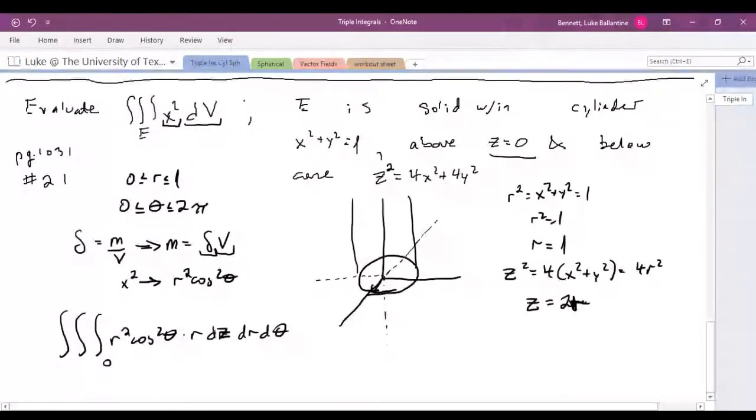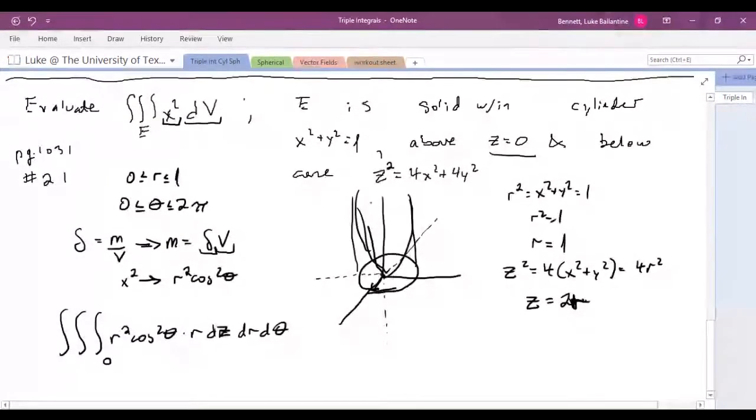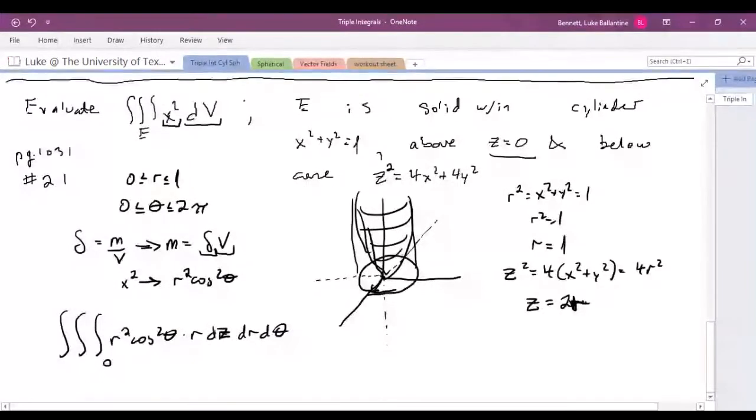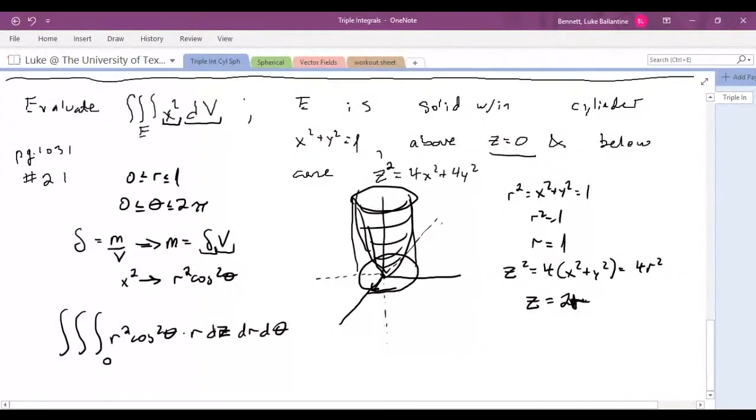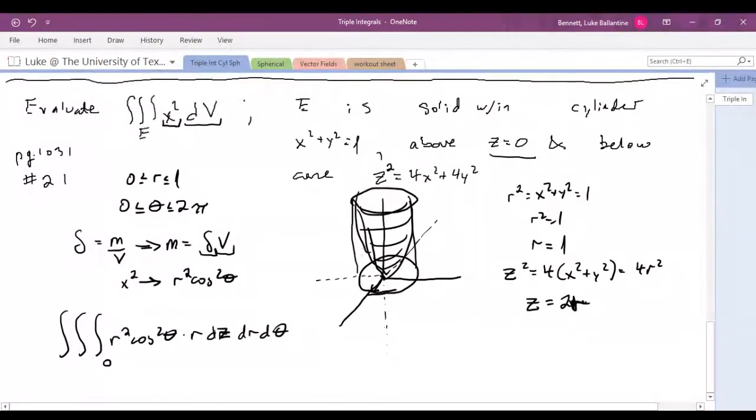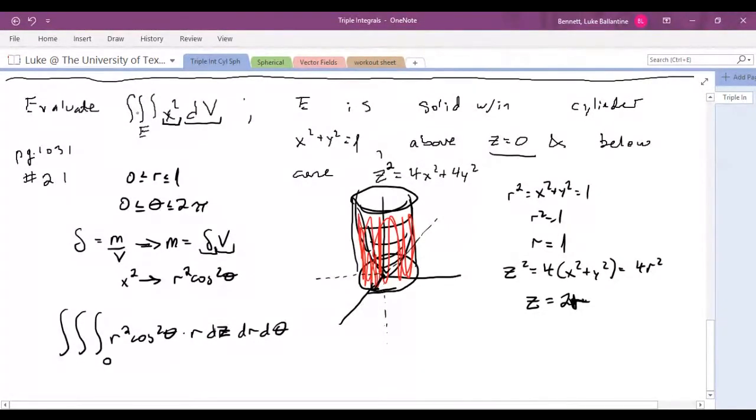Oh, sketch the solid, yeah. So it's a paraboloid, like that. And the region we're doing is not inside the paraboloid, but outside the paraboloid.